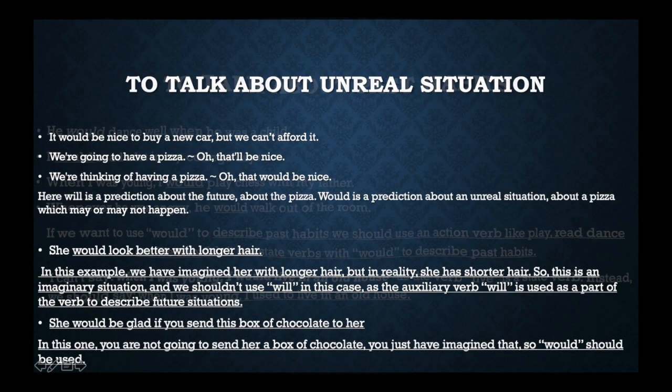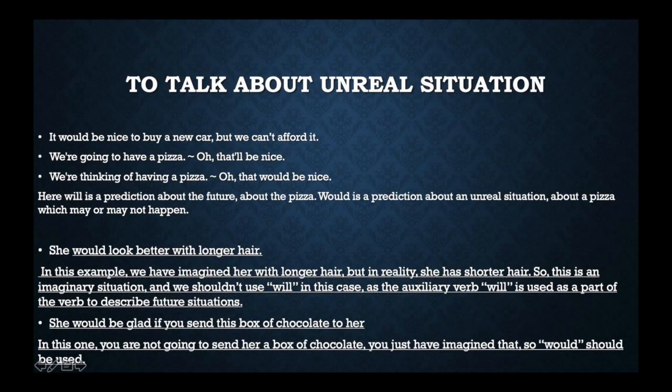Second usage is to talk about unreal situations. For example, we are going to have a pizza. Your reply may be, "Oh, that will be nice." If I say, "We are thinking of having a pizza," you can reply, "Oh, that would be nice." Here, will is a prediction about the future about the pizza. But if we talk about would, it is a prediction about an unreal situation, about a pizza which may or may not happen.